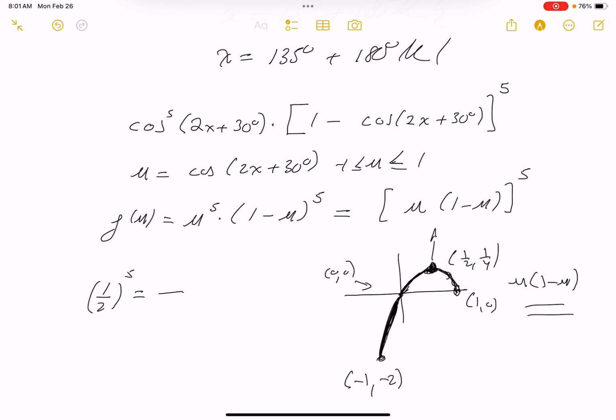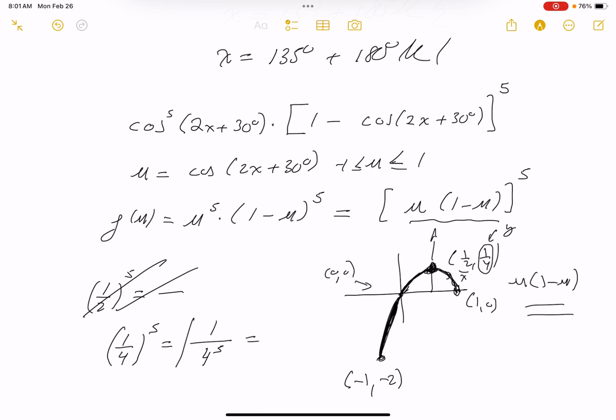Let me write that down. 1/2 to the fifth power, right? Oh, I'm sorry. It's this thing being raised, not the x being raised to the fifth power. It's not this. It's the y value, right? It's this thing over here. Sorry about that. Let me cross it out. So it's going to be 1/4 to the fifth power. All right, what do you have there? 1/4 to the fifth power.